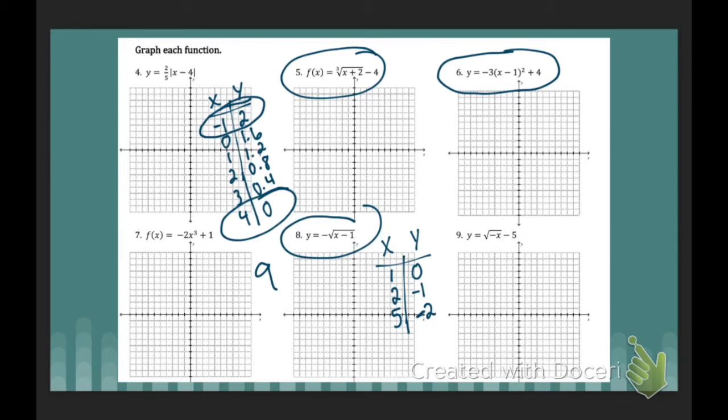For 8, I plugged in specific values for x that would make my radical on the inside a perfect square. So when I plug in 1, I know the inside's going to be 0. That's a perfect square. When I plug in 2, I know the inside's going to be 1. That's a perfect square. When I plug in 5, I know the inside of my radical is going to be 4. Again, perfect square. So I didn't have to deal with any decimals here because I was smart about what I plugged in. So for all of these problems, you can use tables just like this, but you need to know what the shape of the graph looks like so that you know when you have enough points.